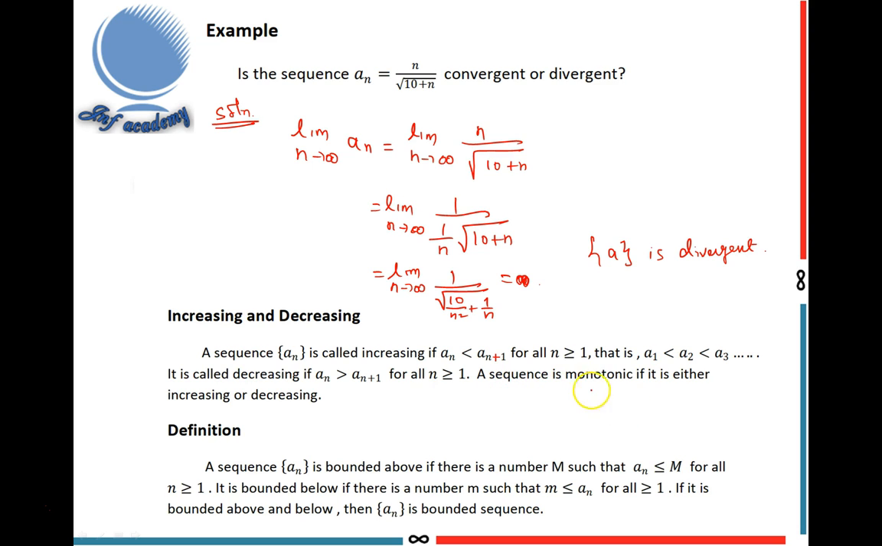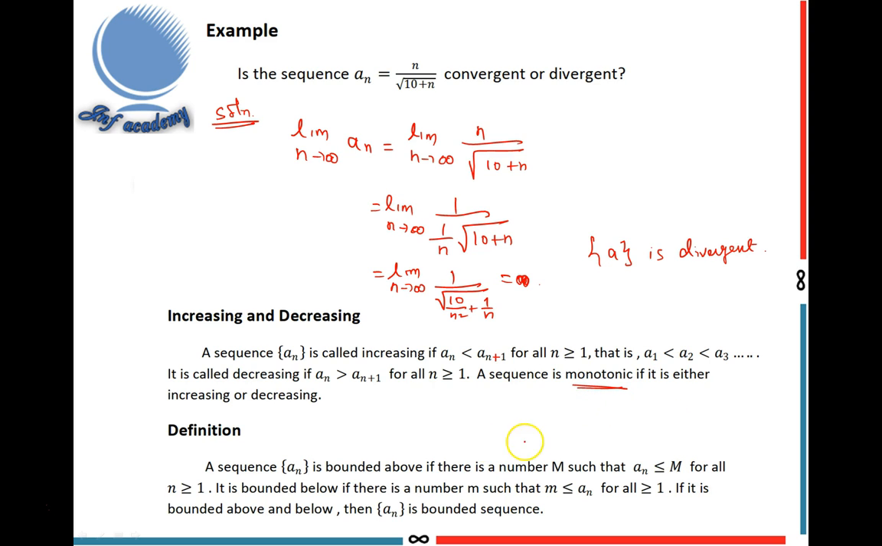A sequence is monotonic if it is either increasing or decreasing. So finally, an increasing sequence satisfies an less than an plus 1 for all n greater than or equal to 1. A decreasing sequence satisfies an greater than an plus 1 for all n greater than or equal to 1. A sequence is monotonic if it is either increasing or decreasing. This is the definition of increasing, decreasing and monotonic sequences.